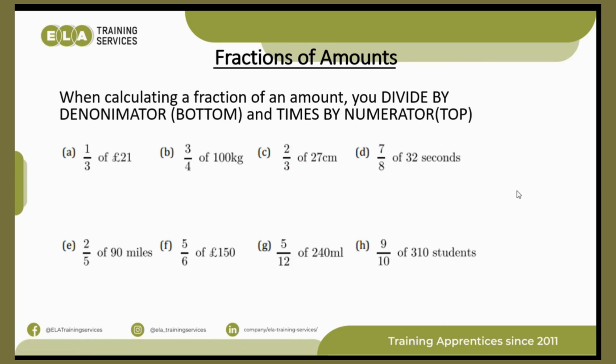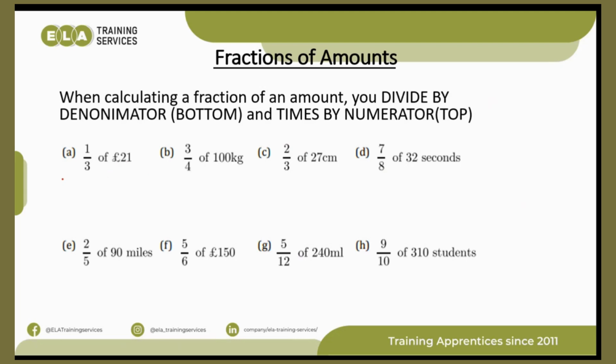Then our last topic that we are going to be looking at today is fractions of amounts. So when calculating a fraction of an amount, you divide by the bottom and times by the top. And just remember that: divide by the bottom number, then times by the top. So for example, here we've got 1/3 of 21.